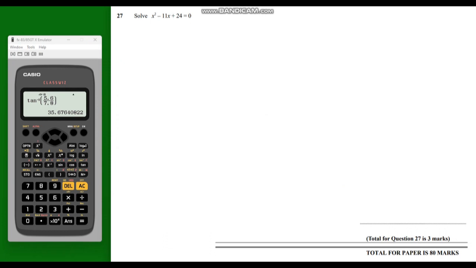Question 27, and you can see it is the last question in the paper, so you might be pleased about that. So we need to solve this quadratic equation. Now, when we're solving quadratic equations, we could use the quadratic formula, or we can factorise, and looking at these numbers, I think we might be able to factorise, which is going to be a lot quicker. So when we factorise, we need two numbers that multiply together to get 24, and those two numbers also have to sum together to get this number here, negative 11.